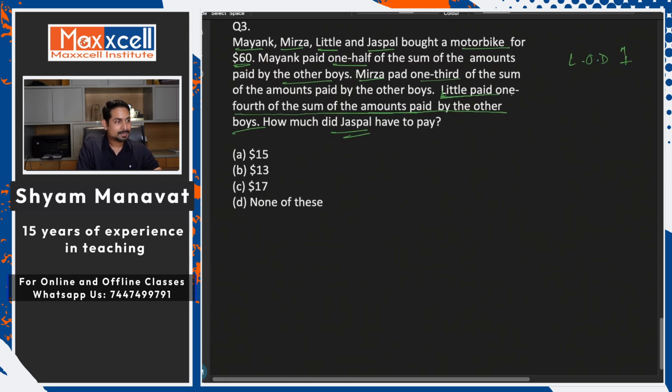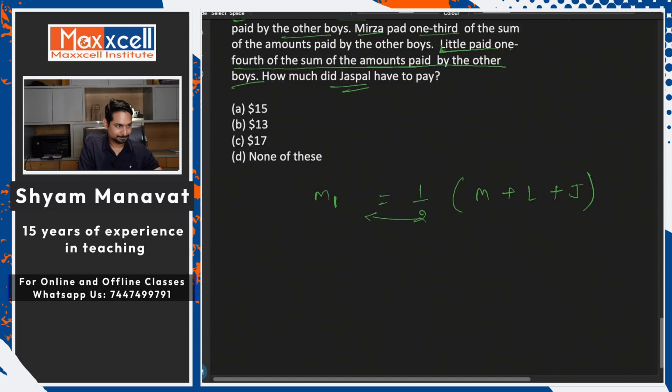Make the equation simple. For Mayank, let's say Mayank is M1, because we have 2 people starting with M, and I don't want to use X, Y, Z. Mayank is paying half of what the others are paying. For Mirza I use M, simple. If you want, you can use M2. Little and Jaspal, the first alphabet. This is the condition. That means if you multiply by 2 here, twice of what Mayank paid is equal to Mirza plus Little plus Jaspal.